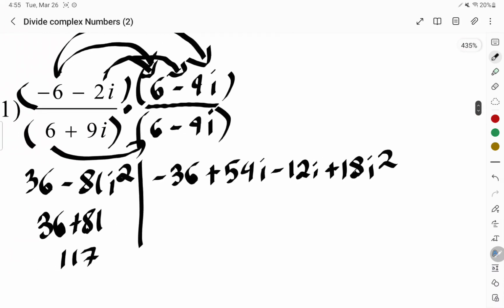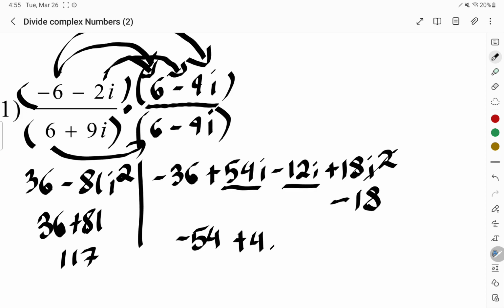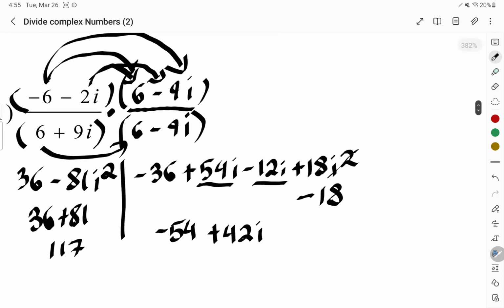We have everything already set up, so we just have to simplify. Let's go ahead and start with the 18. So 18i squared is going to turn into a negative 18, right? That eliminates the i squared. So now I have to add up my negatives. So it's going to be 36 plus 18, but it's going to be negative. So it's negative 54. Now I'm going to be adding, or in this case subtracting because they're different signs. 54 minus 12 is 42. So plus 42i. That is going to be my answer here.